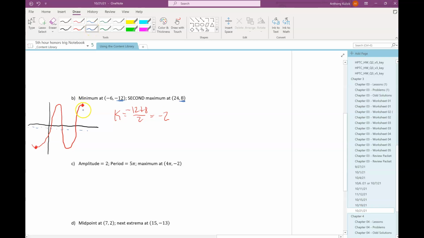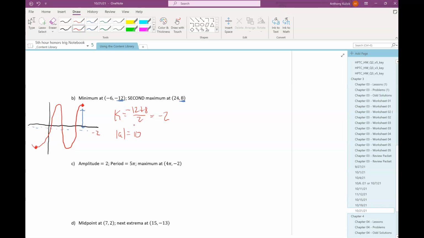So the amplitude then is the distance from the extrema to that midline. So if I'm going from -2 up to 8, how many units did I travel? 10. Yep. So that's my amplitude.